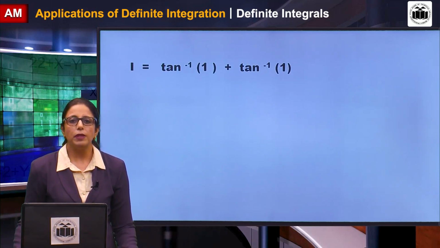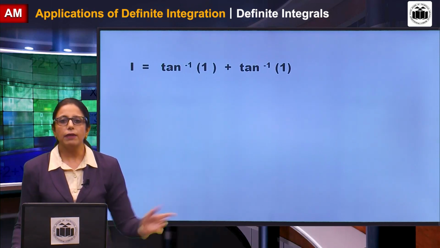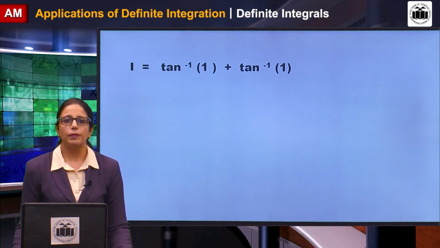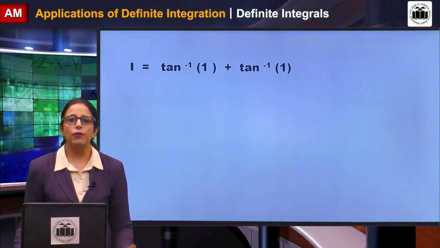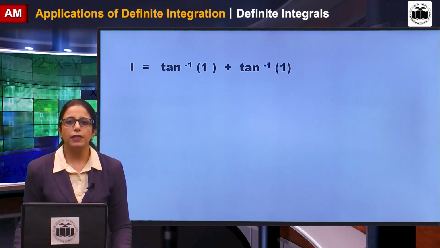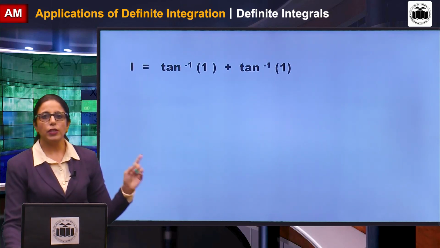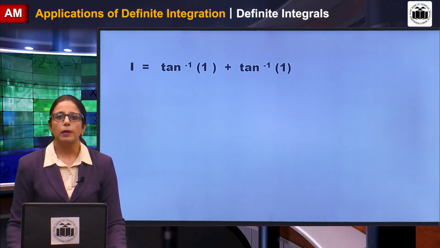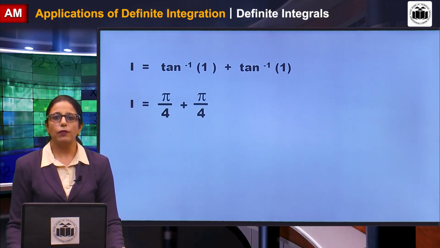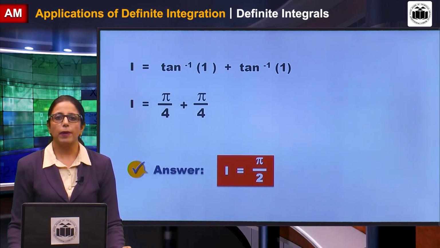Can anybody tell me what will be the value of tan inverse 1, or rather tan of what angle gives us the value as 1? Yes, tan 45 gives us 1. What is 45 in radians? 45 in radians is pi by 4. So, the answer for tan inverse 1 will be pi by 4. So, pi by 4 plus pi by 4 will give us the answer as pi by 2.